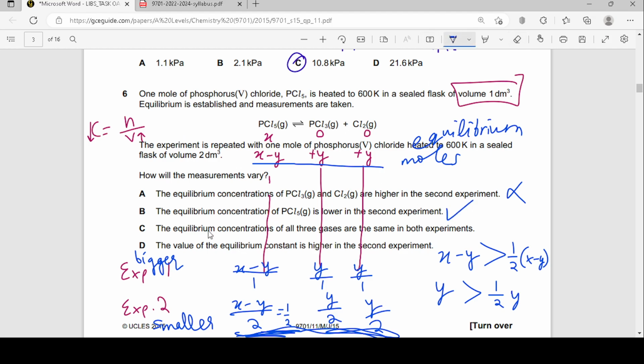That's right. The equilibrium concentration of all three gases are the same in both experiments. No. The equilibrium moles are the same in both experiments because you have x minus y, y, and y. But for the concentrations, you have to consider the volumes as well, right? So the volumes are not the same. Sorry, that means the concentrations are not the same. So the value of the equilibrium constant is higher in the second experiment.